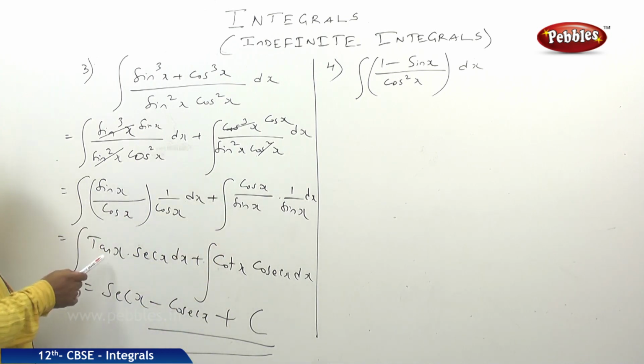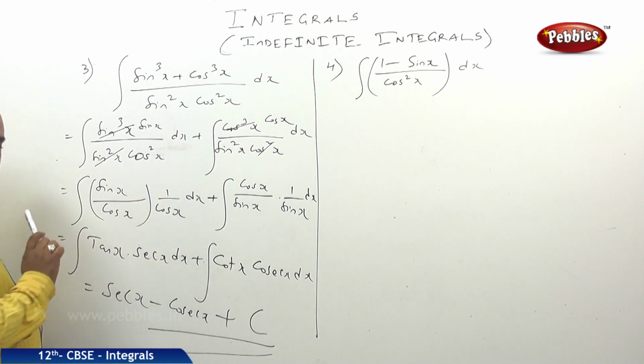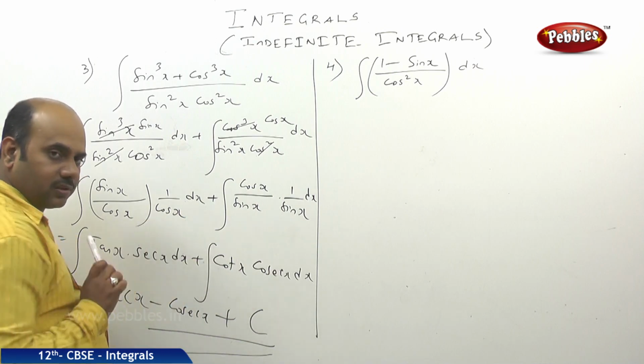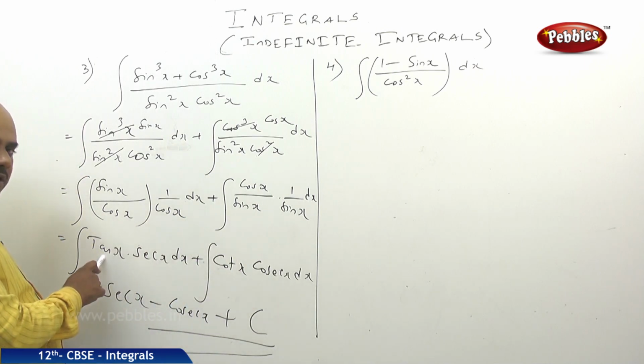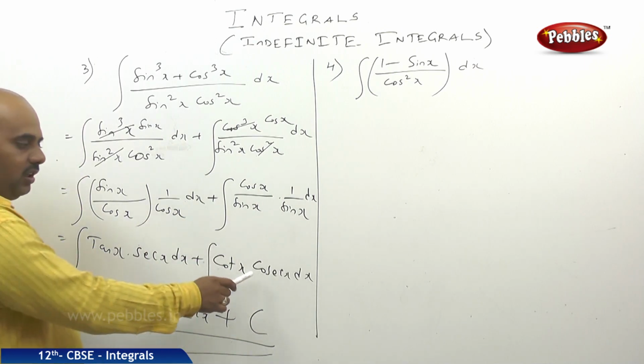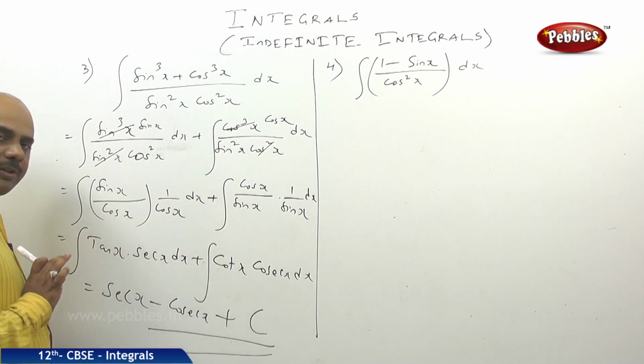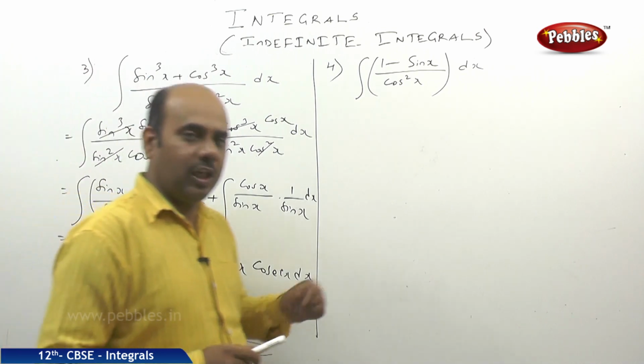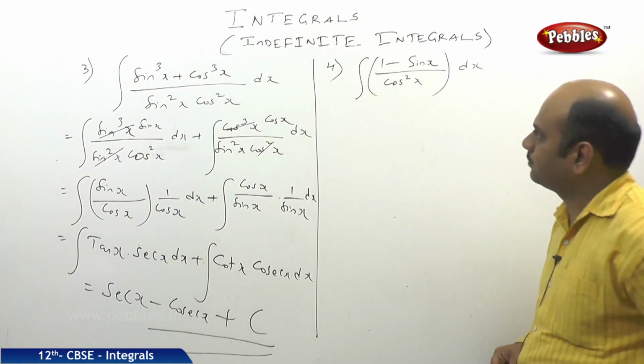Now sin x by cos x is nothing but tan x, 1 by cos x is nothing but secant x. Cos x by sin x is cot x, 1 by sin x is nothing but cosecant x. So integral of tan x secant x will be secant x, and integral of cot x cosecant x will be minus cosecant x plus c. Now I will be going for another problem.